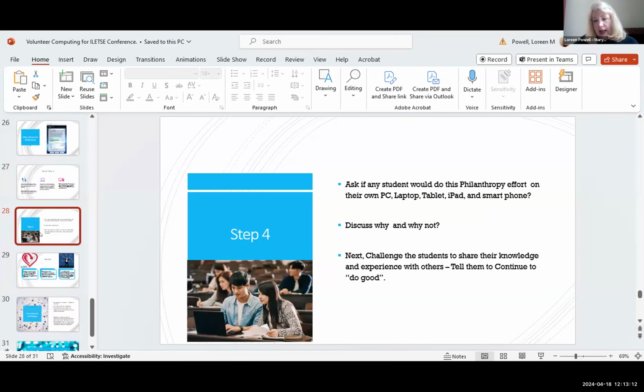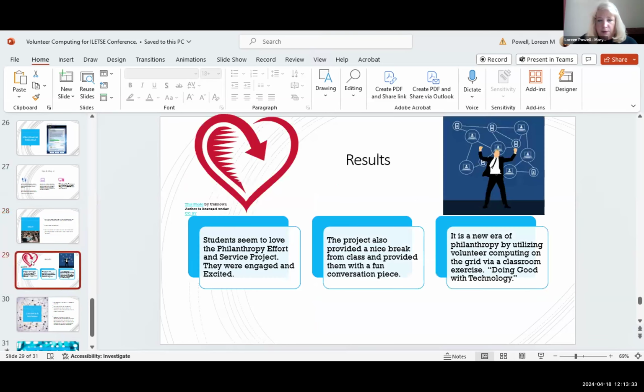After we go through that, we still have a couple minutes left. Then I talk to them a little bit about, well, okay, would any of you do this on your own PC, your own tablet, your own smartphone? Why or why not? And we discuss it, right? We look at the challenges and experiences, and encourage them to do good in that way.